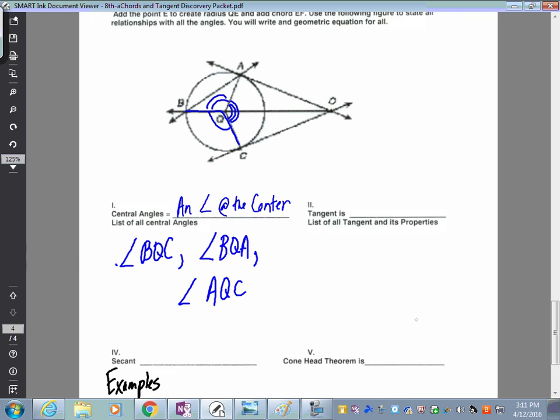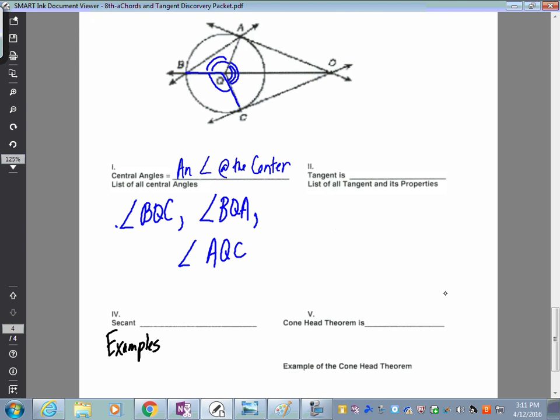Now, we're going to do a tangent. A tangent is what? What makes up a tangent? A line that intersects the circle at a time. Okay, it is. Tangent is a line that intersects the circle at 1 point. All right, so find a line. Remember that line has to look on the outside of the circle. It can't go through the circle. Find a line that intersects the circle at 1 point.